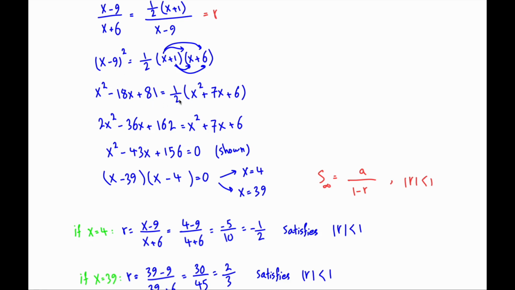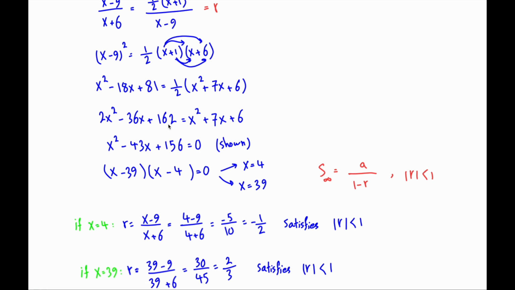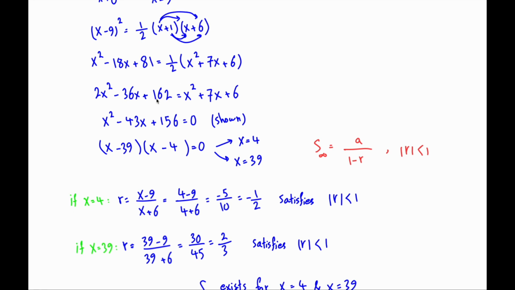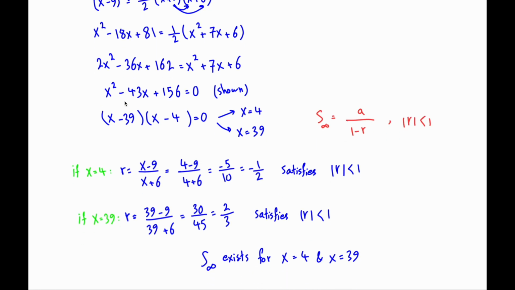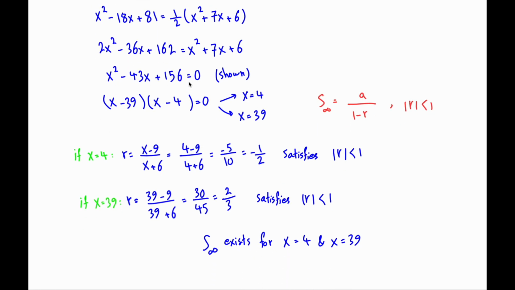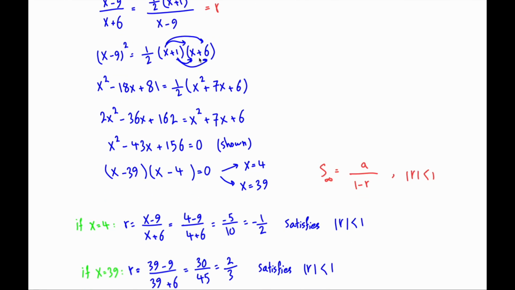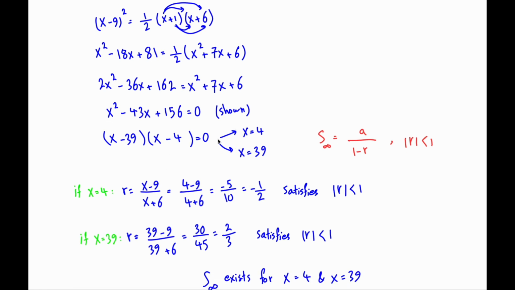And then I'm gonna get rid of this 2 down here by multiplying everything by 2. If you do that, everything on the left hand side is doubled. On the right hand side, there will no longer be a half. And then if you bring everything to one side, combine the like terms, you get exactly what we were asked to show. And since they say hence show that a sum to infinity exists for each possible value of x, you have to continue with this equation, and basically you have to solve it, which results in 2 values for x. You can use any method that you like.